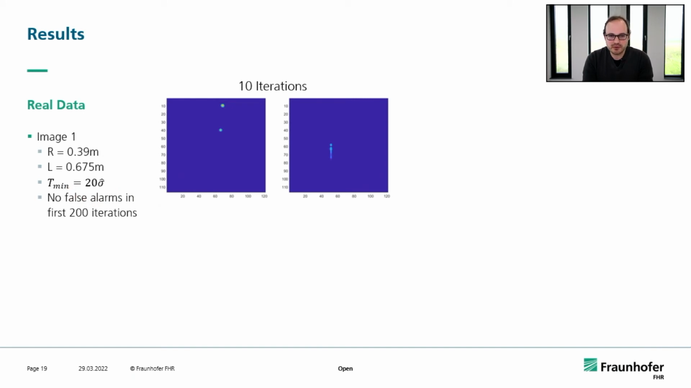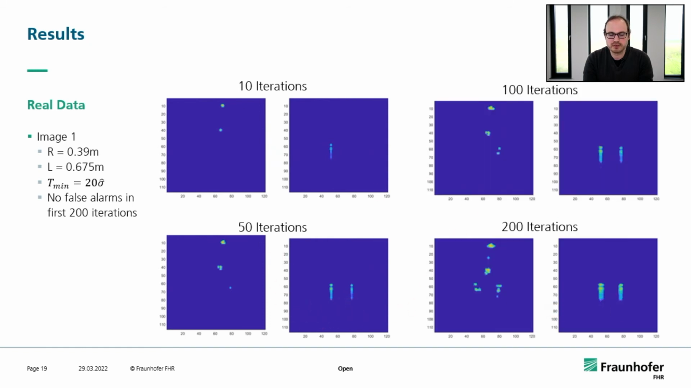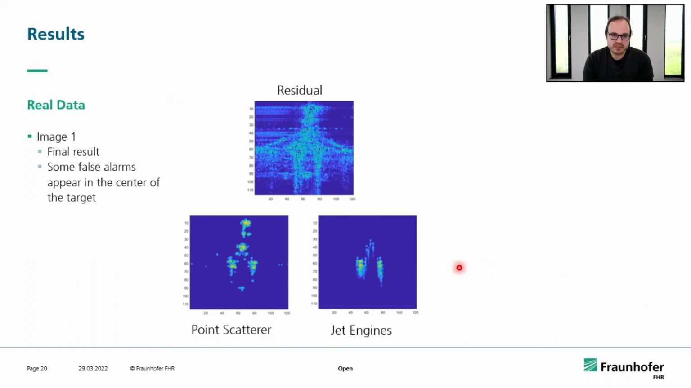After 10 iterations, we see these 2 scattering centers at the nose and here, and already 1 of the engines. And then we go on. You can see here this and this. So this was the first 200 iterations, and completed 400. And we already see that we have no false alarms, and we already have some of the strong, main scattering centers, and also the engines.